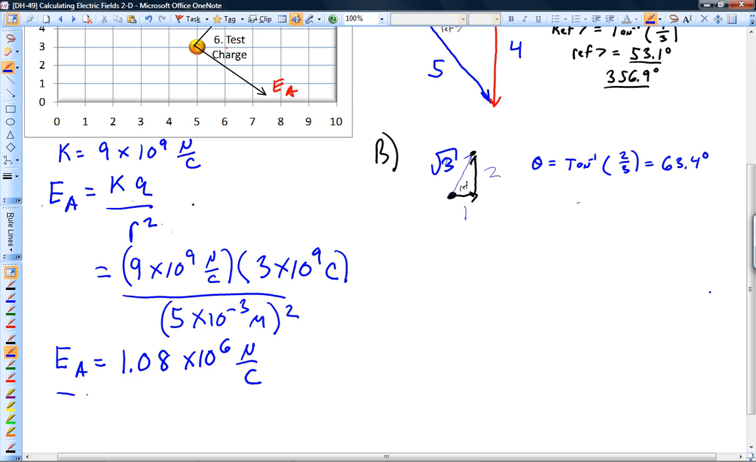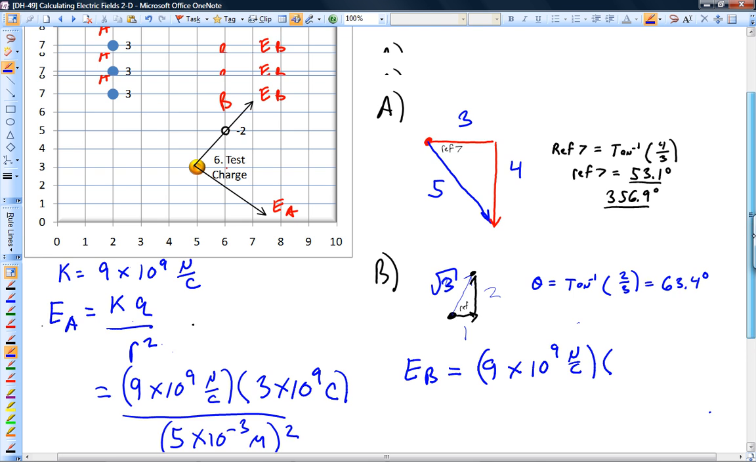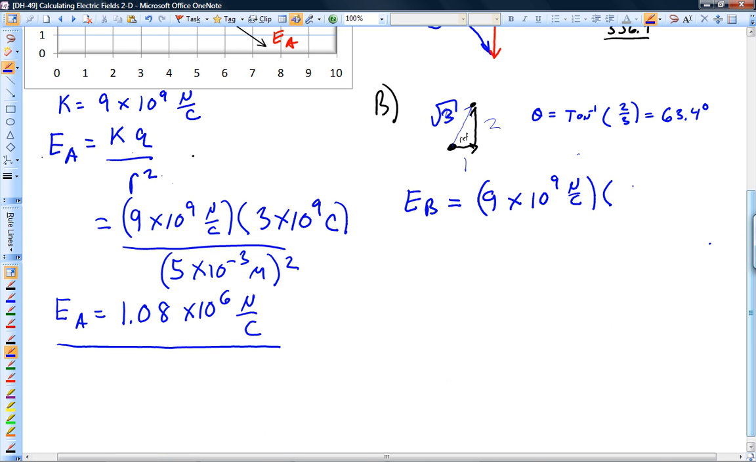So we now have the magnitude of the electric field due to A, and we have the direction. Both very helpful. Now for B, it's going to look pretty much the same, except that the numbers are going to be different. K has not changed and will not change. That's what constants do or don't do. The charge is now -2.